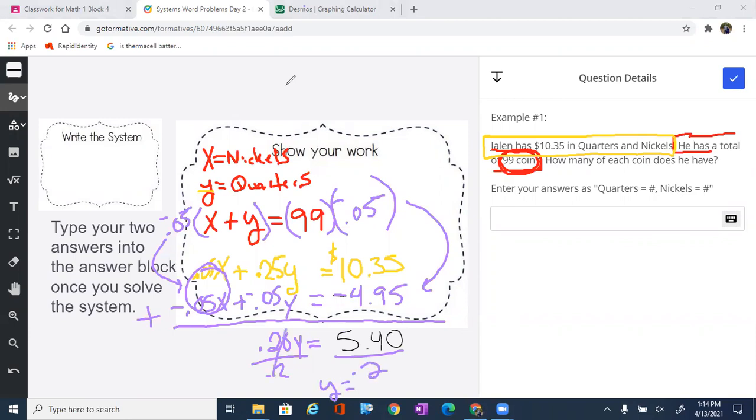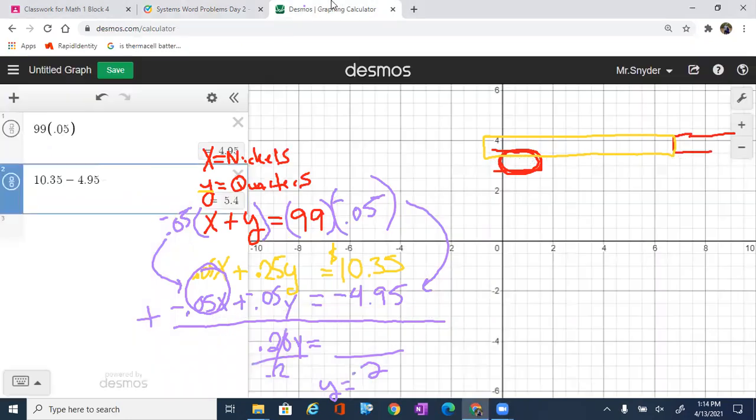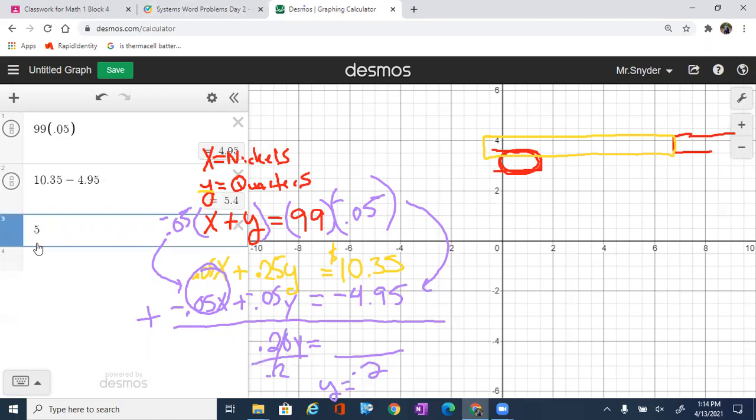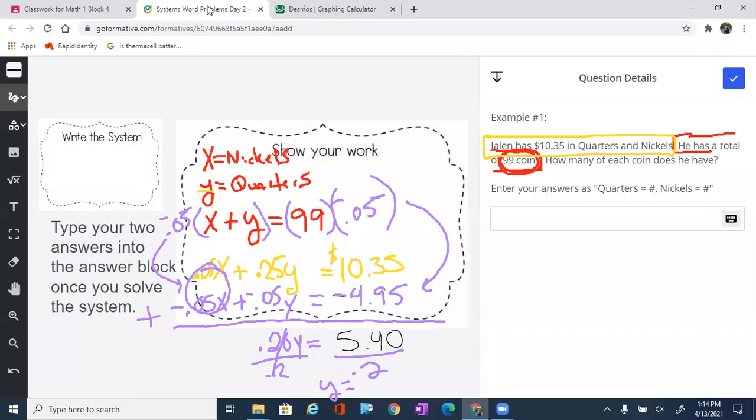We take $5.40 divided by 0.2, 20 cents. There are 5 20-cent pieces for $1. So we could do this pretty quickly, but we can just go ahead and type it in, $5.40 divided by 0.2. That's going to give us 27. Okay, so Y equals 27. That tells us there are going to be 27 quarters.